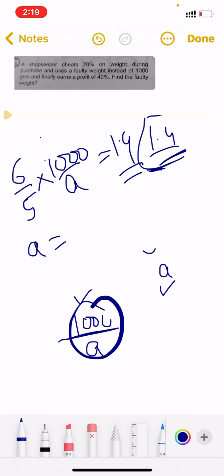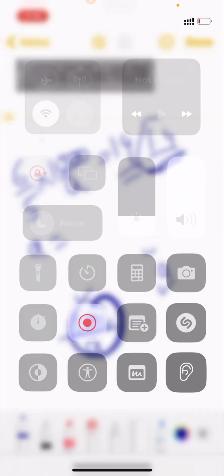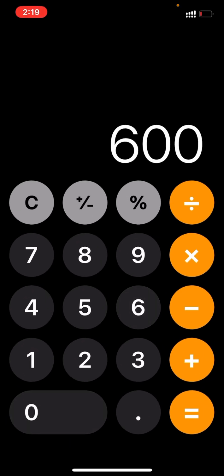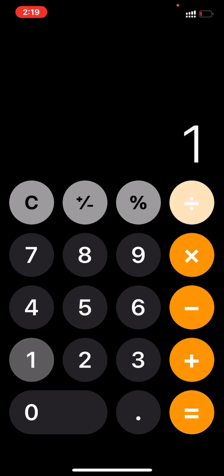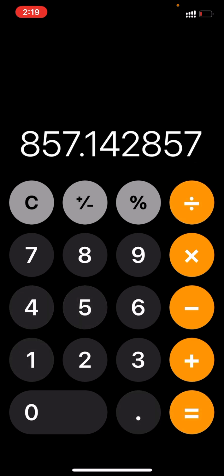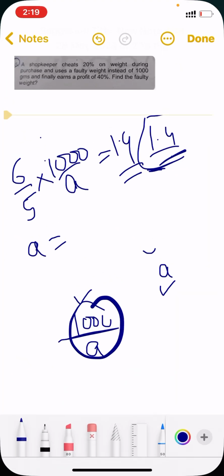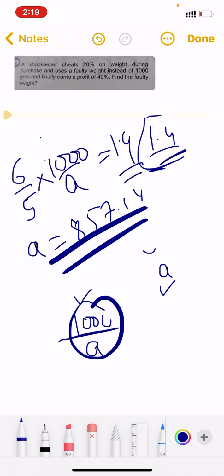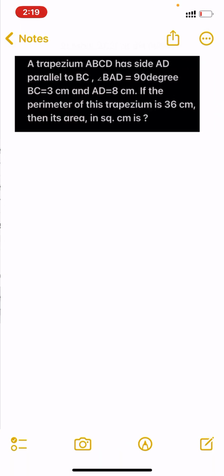A can be written as 6000 upon 5 upon 1.4. This will come out to be 857.14. So A is 857.14, which is the answer to this question. Now let's come to the last question.